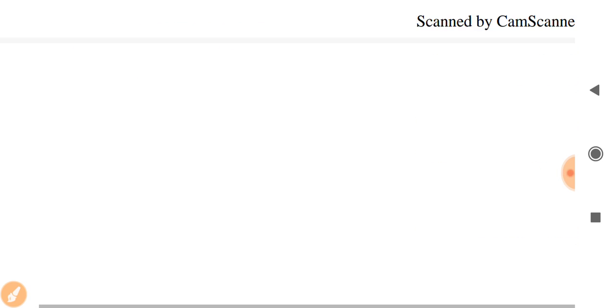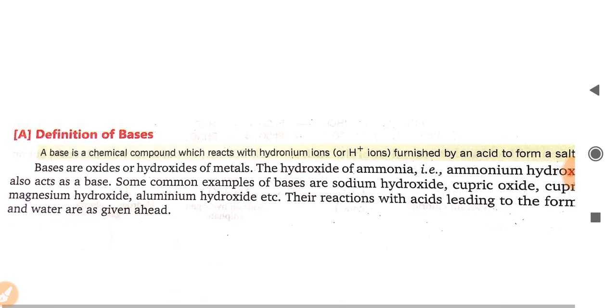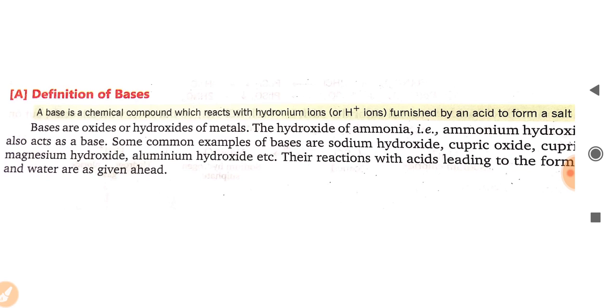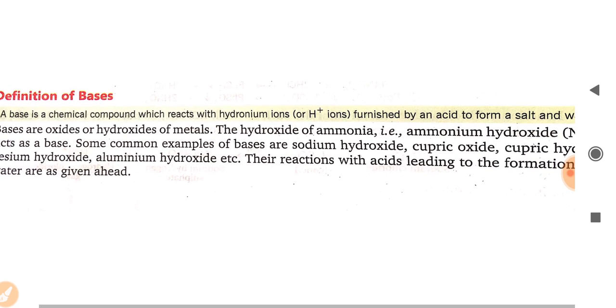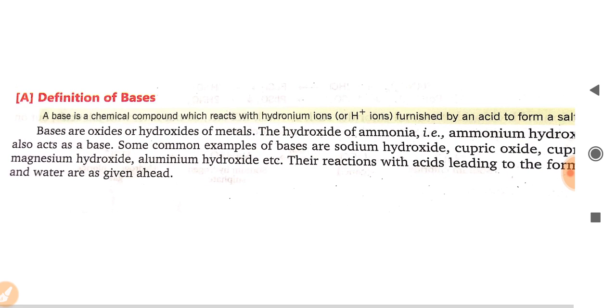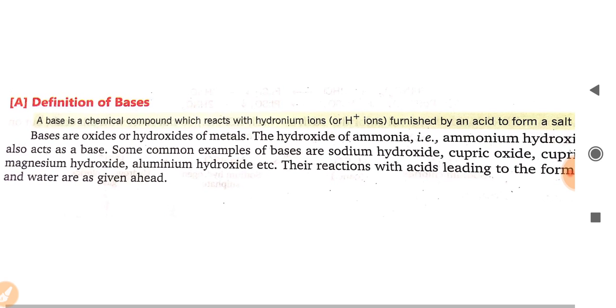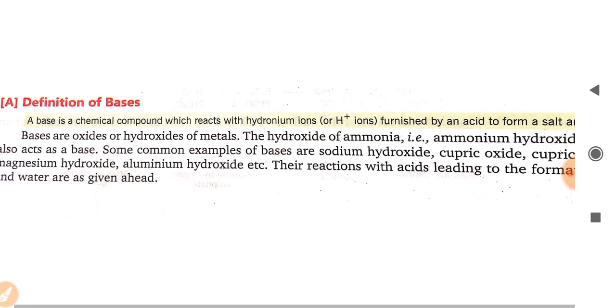Now we move to the bases. First, the definition of bases: a base is a chemical compound which reacts with hydronium ions furnished by an acid to form a salt and water. So you can see that a base is a chemical compound which reacts with hydronium ions. Bases are oxides or hydroxides of metals. The hydroxide of ammonia, ammonium hydroxide, also acts as a base.